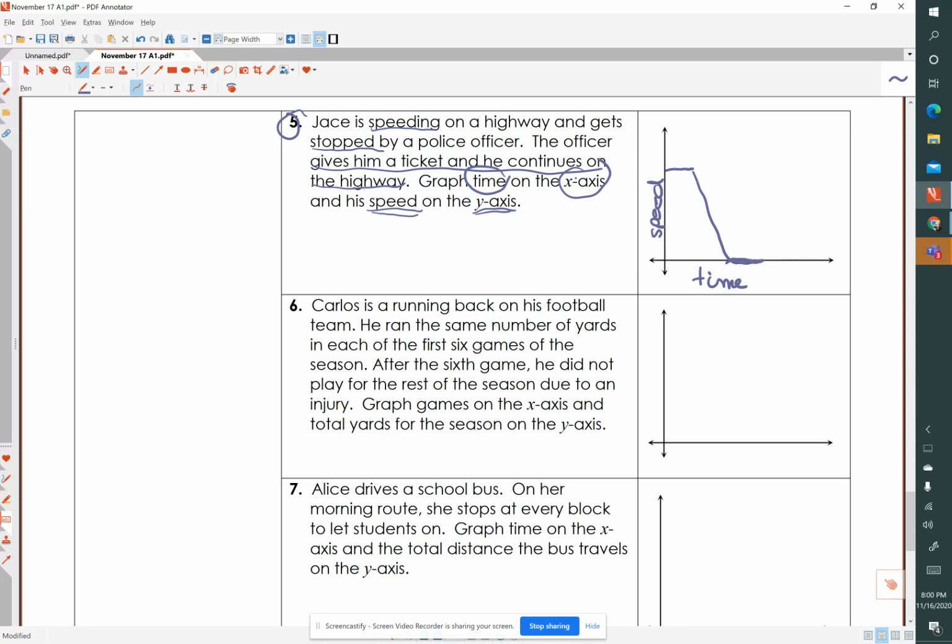Now it says he continues on his way. Well, again, just like you can't stop on a dime, you can't go from 0 to 60 in 1 second. So you have to speed up. And let's consider that because he was speeding before, because he got in trouble, he's not going to go as fast as he did before. So maybe he'll go this fast. Maybe that's 55 miles an hour. And he decides he doesn't want to get caught again. He's just going to keep it at 55 miles an hour. So that's Jace's graph. So the next graph is Carlos.